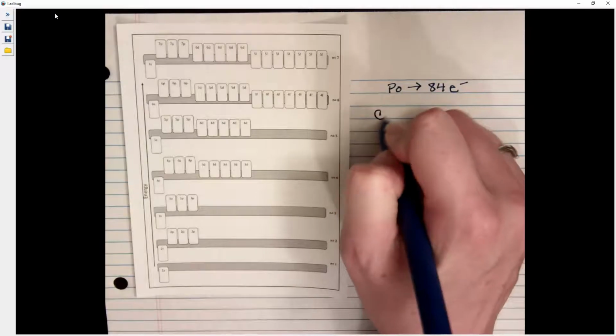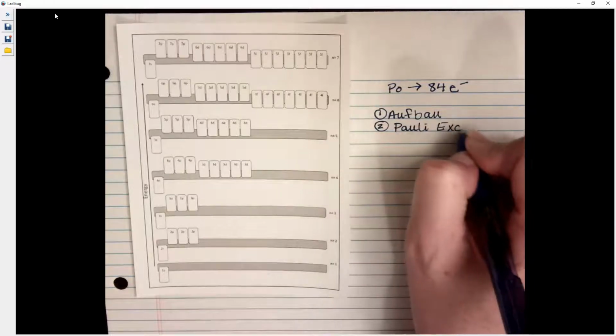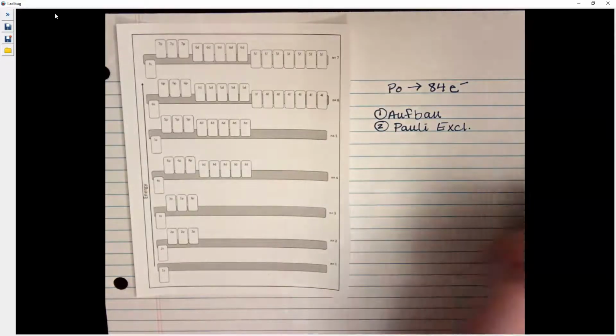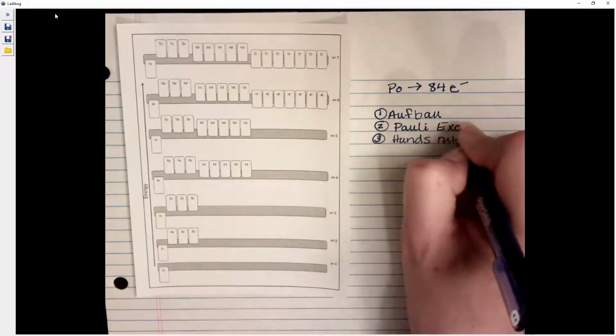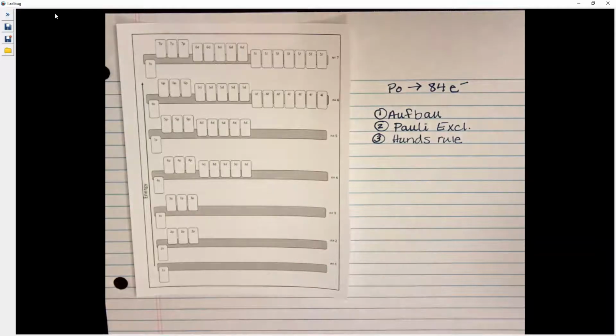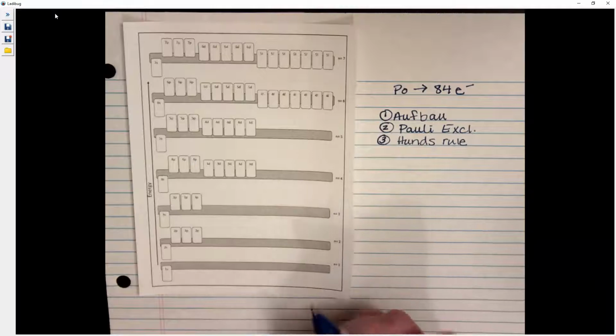So we're going to have to follow our 3 rules. We have Aufbau. We have the Pauli exclusion principle. And we have Hund's Rule. So those are the 3 that we're going to need to follow. So let's start with rule number 1. Start at the bottom.